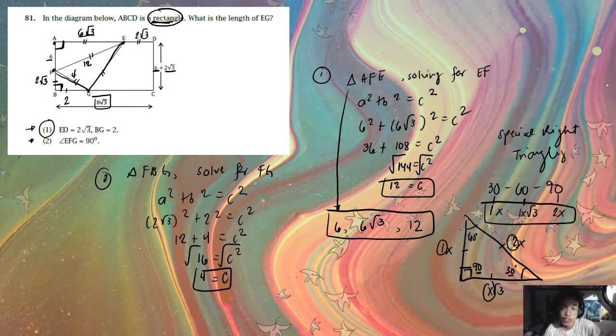But which is the 30, and which is the 60? We know that this is 90, but since this is 6, the smallest side, this must be 30. And this must be 60. There you go. We also have another 90-degree angle here, but what's going to be the pattern?